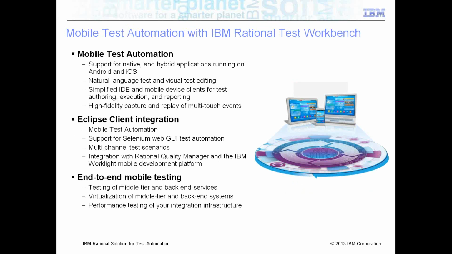Okay, what do we provide from a mobile testing perspective from RTW, or from Rational? As of today, this is the first version of the mobile testing capability that we delivered in June this year, and we started with supporting both Android and iOS. That means you can test an application running on Android as well as on iOS. We provide very natural language steps or tests that are very easy to understand.